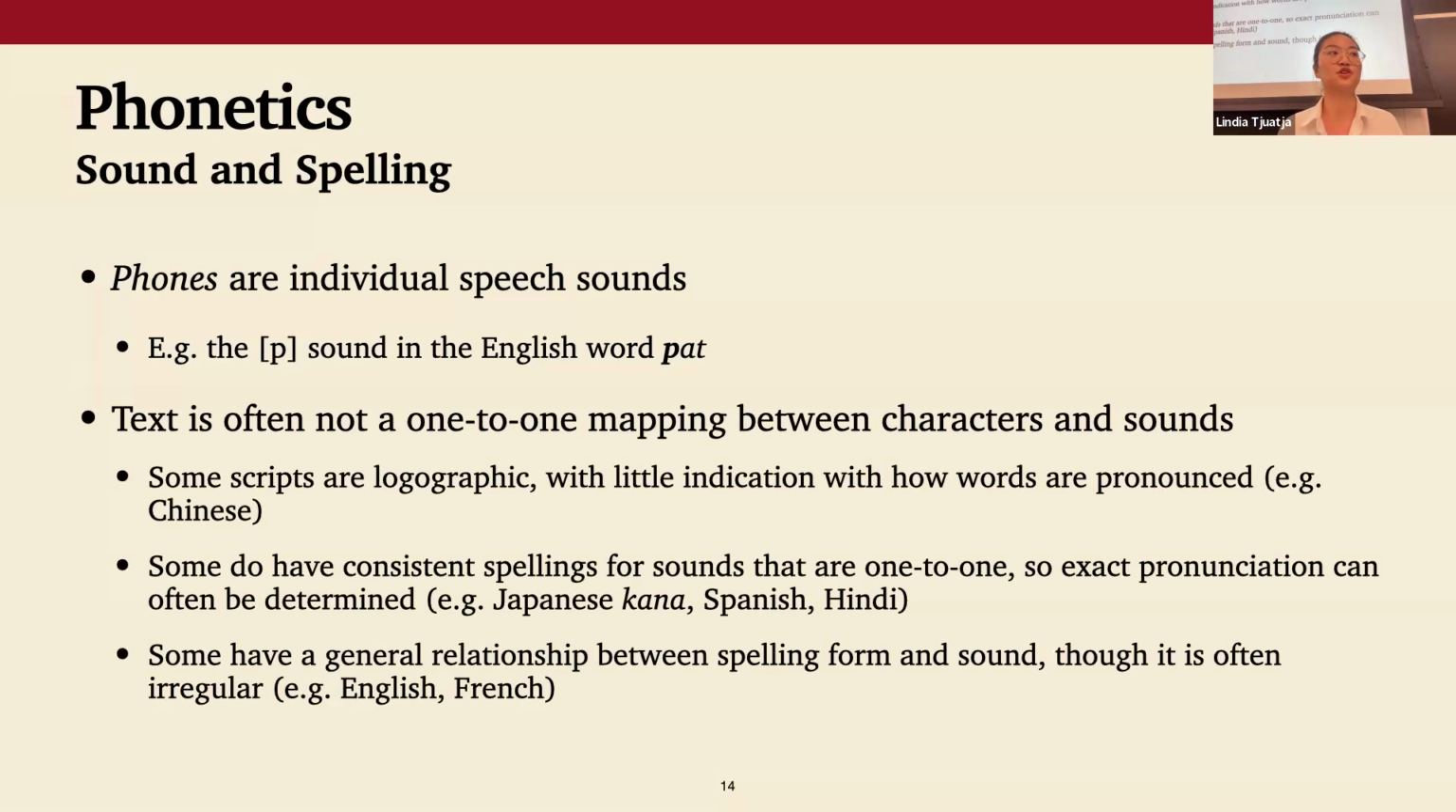And this is very obvious in certain scripts. For those of you who know how to read Chinese, for example, Chinese is very logographic. Even though there are some indications in the character of how you might pronounce it, it's very sparse for certain characters, and there's little indication of how you would actually say certain words. Other scripts have very consistent spellings for sounds that are one-to-one, so we can determine the exact pronunciation of a word based on its characters. This would be things like Japanese kana, which show each syllable. Spanish is also very easy to pronounce once you know the rules, and Hindi also falls in this category as well.